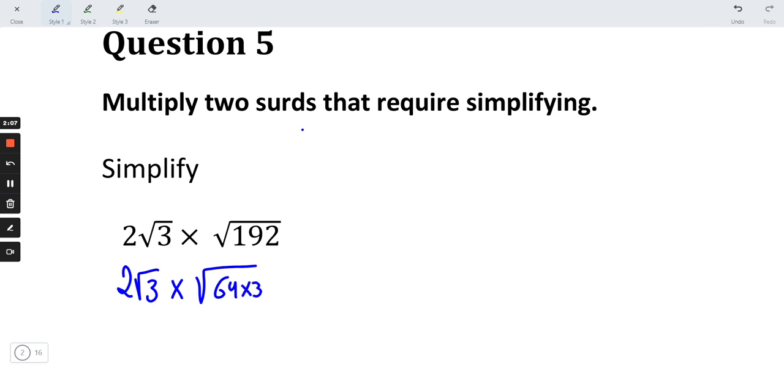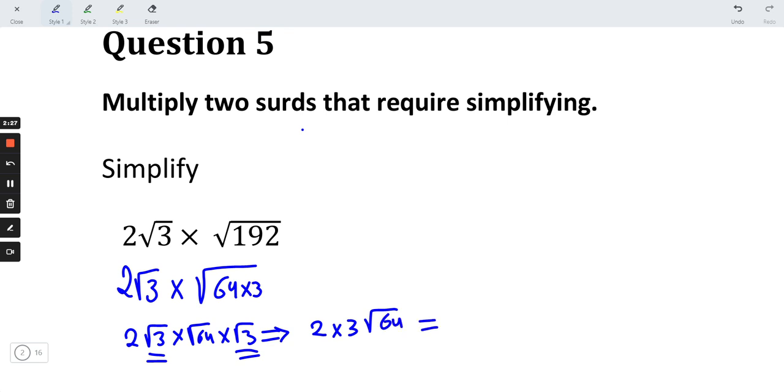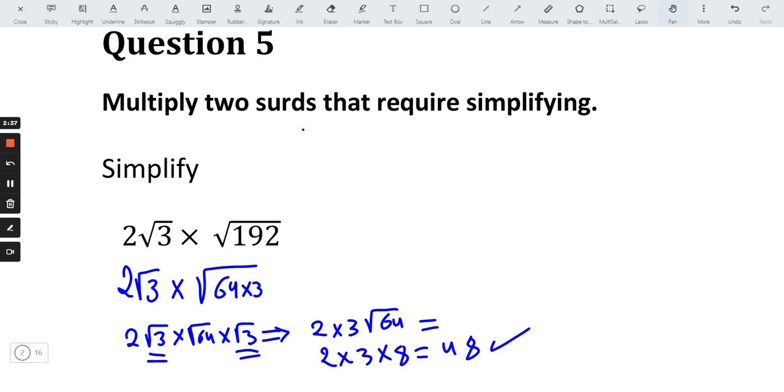Now 2 square root 3 times square root 64 times square root 3. This will give us 2 times square root 3 times square root 3, which is 3, times square root of 64, which is 8. So we'll get 2 times 3 times 8, which is 48.